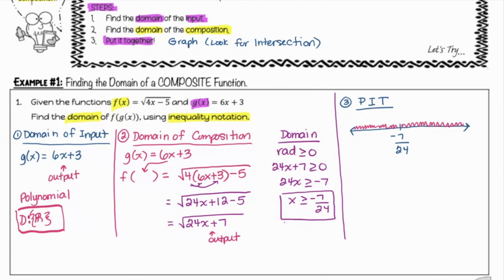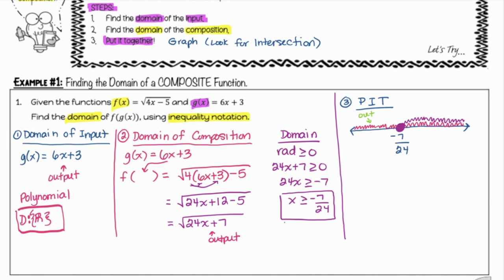Number 2, what we did was find the domain of the composition. And when we did that, we saw that x has to be greater than or equal to -7 over 24. So what that means is I would be including that -7 over 24, and I would be shading all these numbers that are greater than that fraction. So what we are looking for is the intersection. I clearly see that this piece here is out, is not part of my domain.